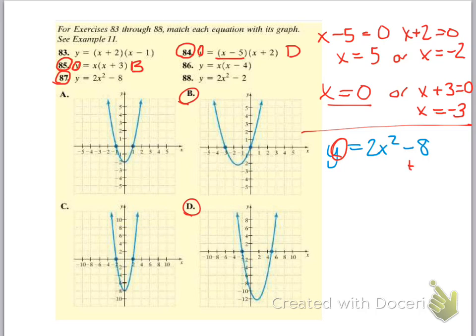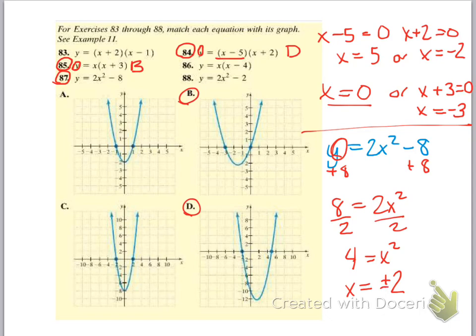Since we only have one variable, we can add 8 to both sides. That gives us 8 equals 2x squared. We can divide both sides by 2. That gives us x squared equals 4. What numbers could I plug in for x that would give me 4 when I square it? Remember, 2 squared is 4. So x could be a positive or a negative 2. So that's the example, the graph, letter C.